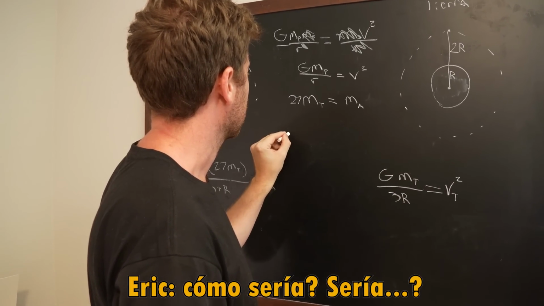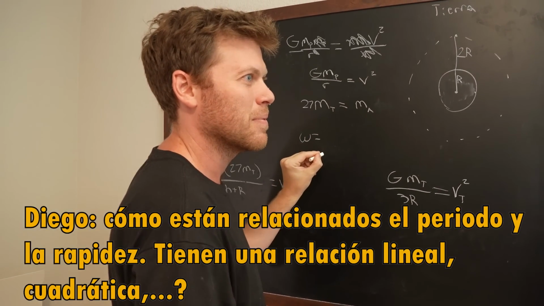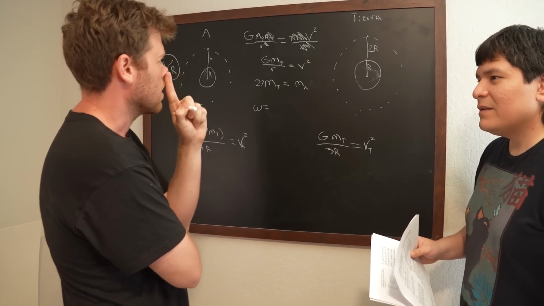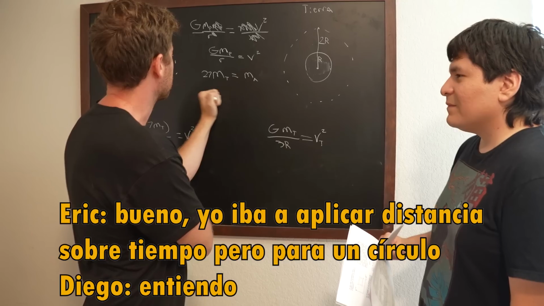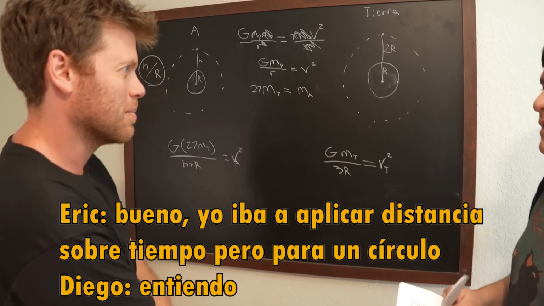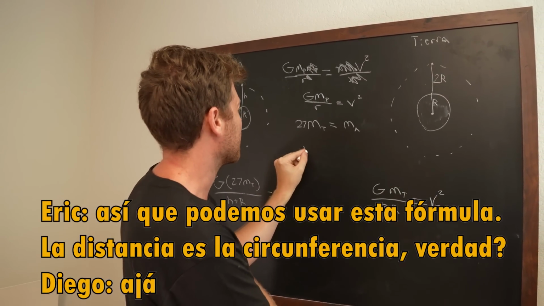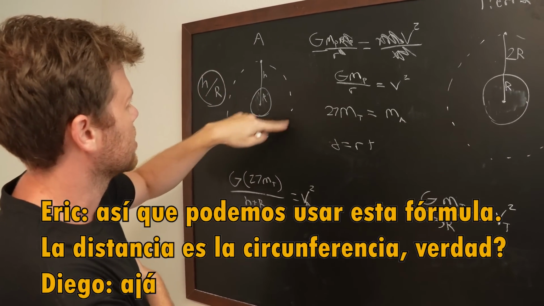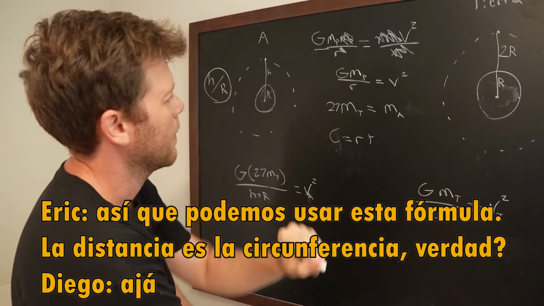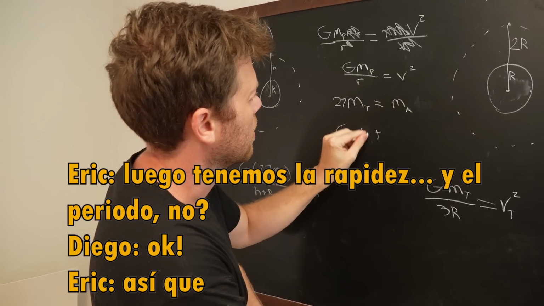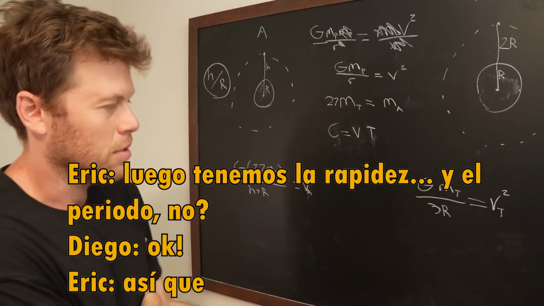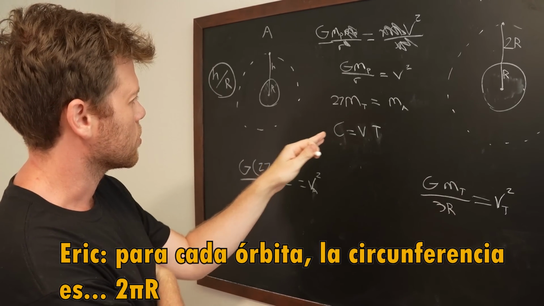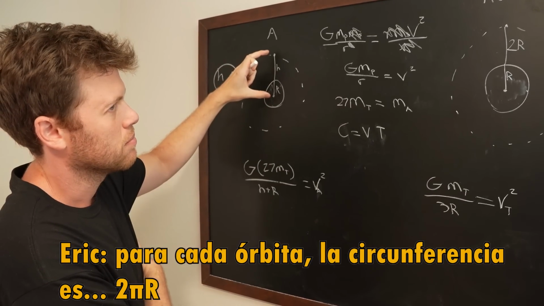So I mean, let's just start simple. How is period related to velocity somehow? Is it a linear, square relationship? Well, I was just gonna do distance, rate, time, essentially. Yeah, but for a circle. Gotcha. Right. So it's gonna be whatever this distance is, like the circumference of your circle, right? And then we have a velocity, and then we'll have the period, right? Okay.